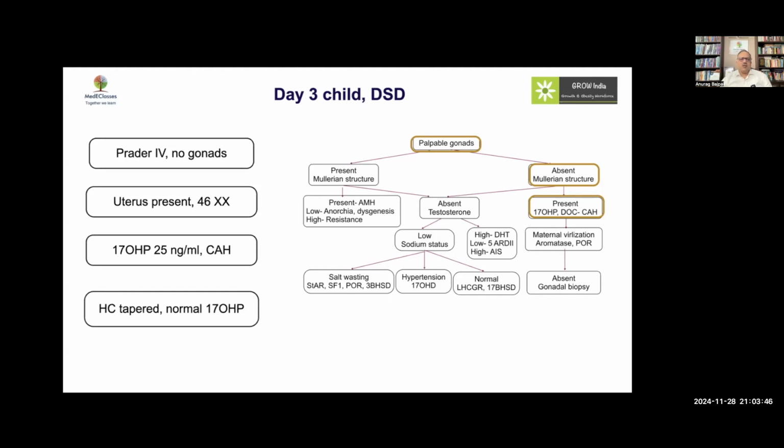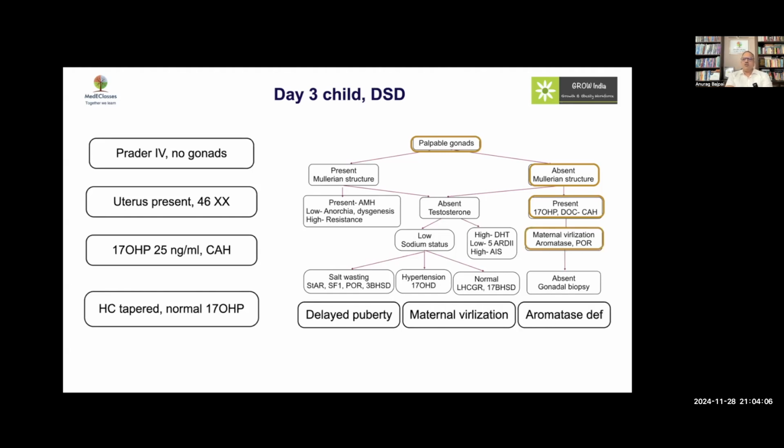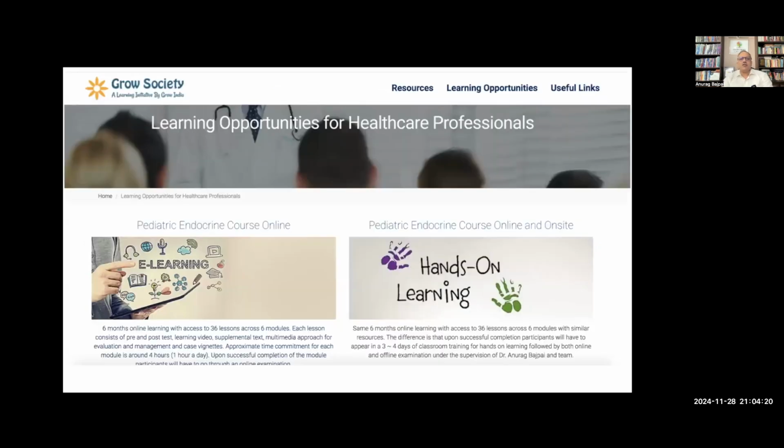In retrospect, the amount of 17-OHP elevation was not remarkable, and this brought us to an alternate diagnosis. When we evaluated, we found that there was delayed puberty. The child presented around 14 years of age with delayed puberty. In retrospect, there was a history of maternal virilization, giving a clue to aromatase deficiency. The key message is that if you identify XX DSD, don't just get satisfied with the diagnosis and treatment; think of an underlying cause. And not all XX DSDs are CAH. This is extremely important to understand.